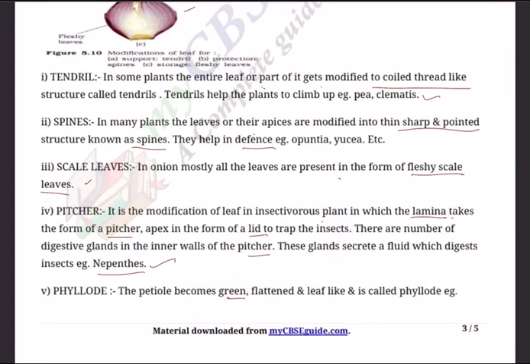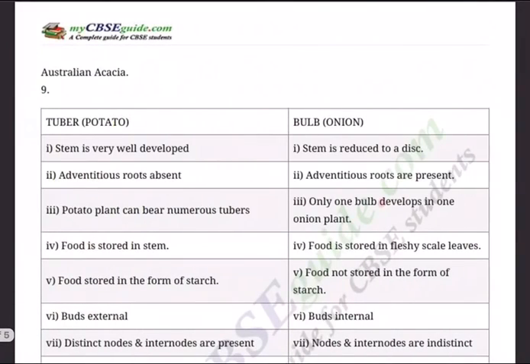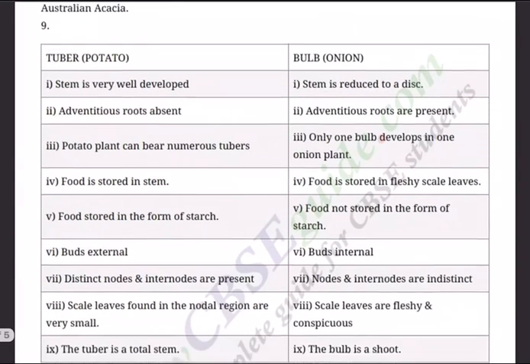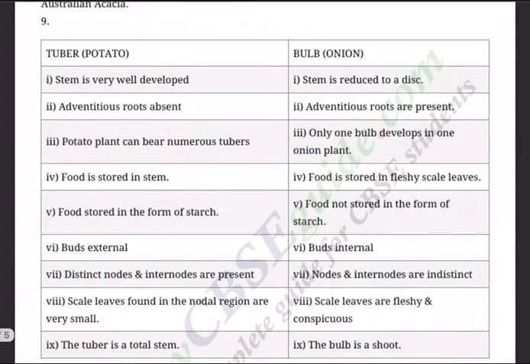Okay. Next, phyllode. The petiole becomes green, flattened, leaf-like and is called phyllode. Example, Australian acacia. Next, the difference between tuber and bulb. That is, tuber is potato, bulb is onion. In the tuber, stem is very well developed. In the bulb, stem is reduced to a disc. Adventitious roots are absent in the tuber. Adventitious roots are present in the onion. Potato plant can bear numerous tubers. Only one bulb develops in one onion plant.